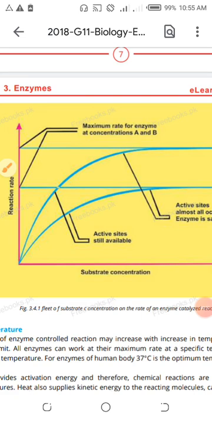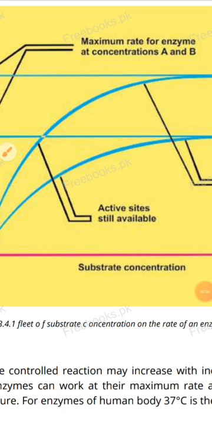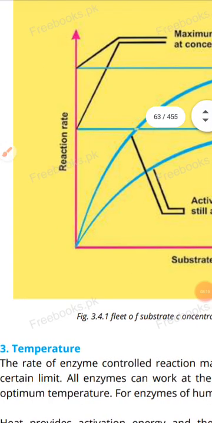When you increase the substrate concentration, it means more substrate is able to combine with the active site. Clear? More active sites are available, which means more ES complex will be formed. More ES complex means more products will be formed. It means the rate of chemical reaction will be fast. Is it clear? Very easy.